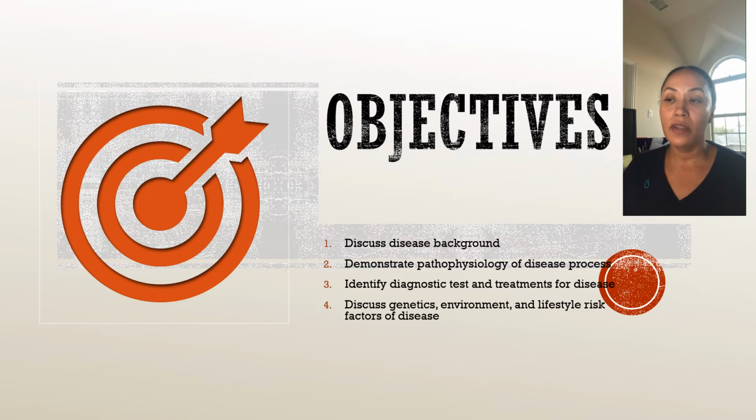This presentation is about atherosclerosis. The objective is to discuss this disease background, demonstrate the pathophysiology of this disease process, identify diagnostic tests and treatments for this disease, and discuss genetics, environment, and lifestyle risk factors of this disease.